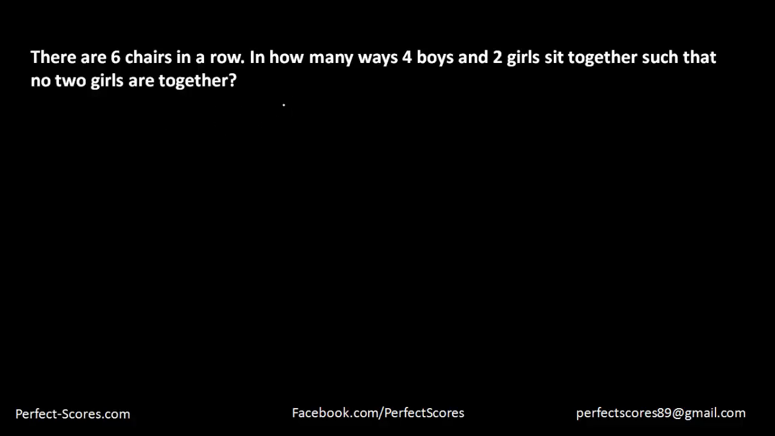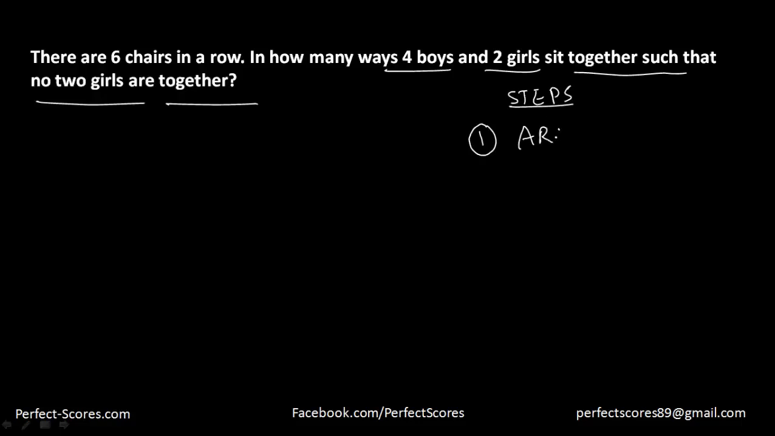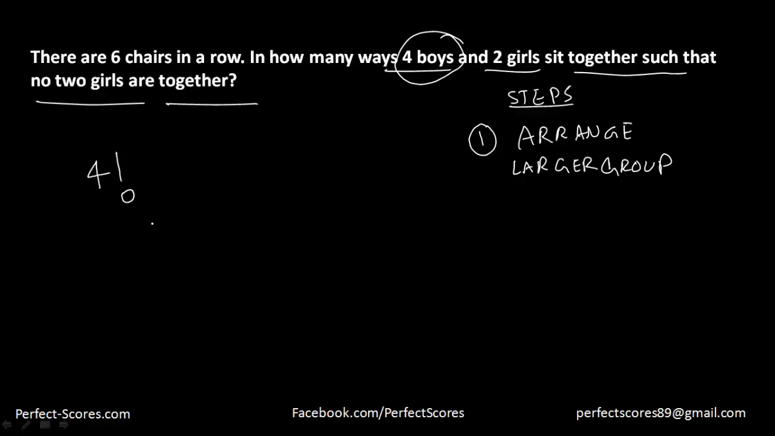There are 6 chairs in a row. In how many ways can 4 boys and 2 girls sit together such that no 2 girls are together? So the first step in this kind of question is to arrange the larger group first, the group with more people. So we're going to arrange the boys first. In how many ways can these boys be arranged? These boys can be arranged in 4 factorial ways.